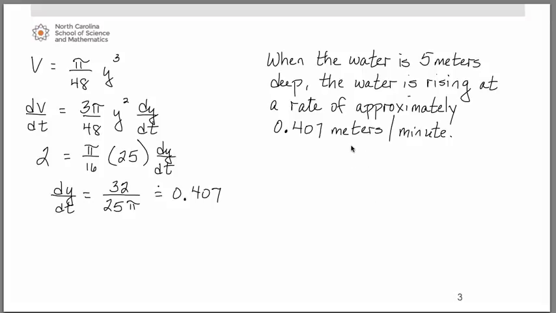Now remember the units of measure. What we were trying to find was dy/dt, and y represented a height, which is a linear measurement, which we would be measuring in meters. And that's why this final rate we found is meters per minute.